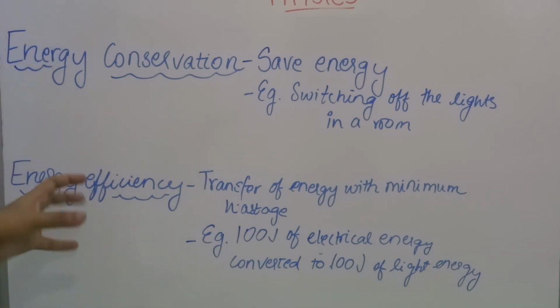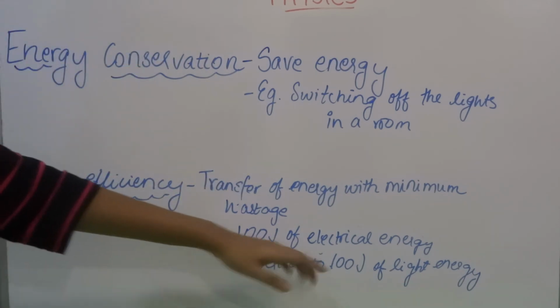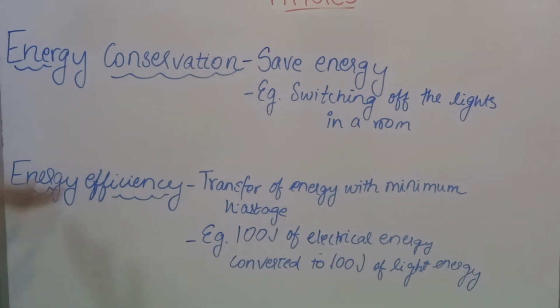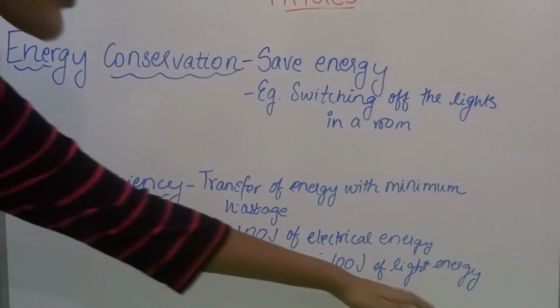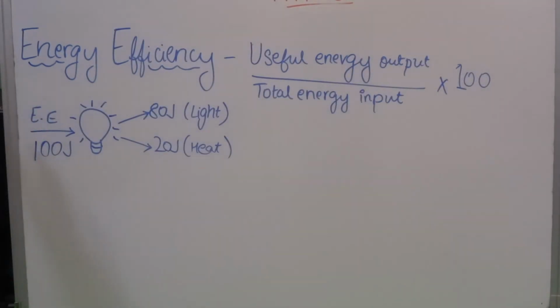The basic example could be a bulb is provided with electrical energy and it gives you light energy. So when 100 joules of electrical energy is converted in a bulb to 100 joules of light energy, we say that the bulb is energy efficient. Let's see how to calculate the energy efficiency of something.